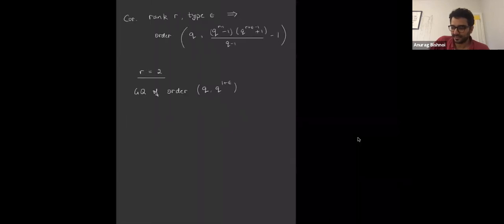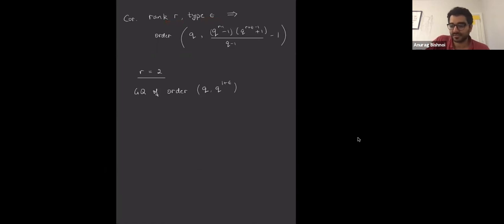Okay. And therefore, we see that whenever you have rank r type epsilon, then the order of the polar space is just q comma f of r minus 1 minus 1. So the number of points on each line, because it's a line in a projective space, is q plus 1, and the number of lines through each point is this. And the special case of r equal to 2 gives you a generalized quadrangle, which has this order. So in fact, using these polar spaces corresponding to quadrics, you get generalized quadrangles of order q comma 1, q comma q, and q comma q squared.